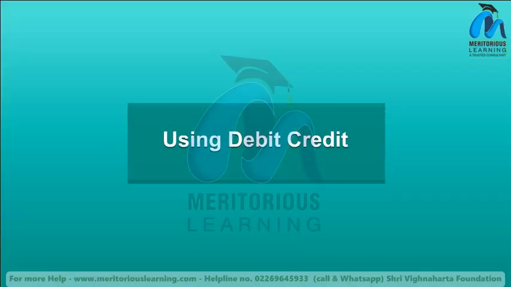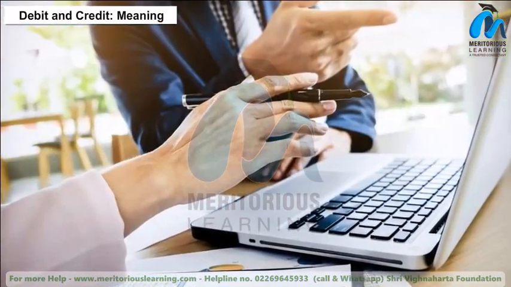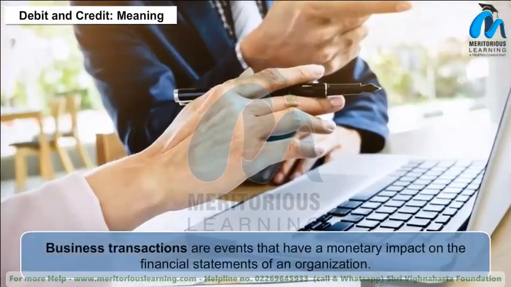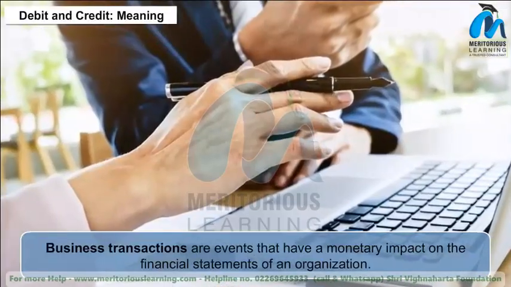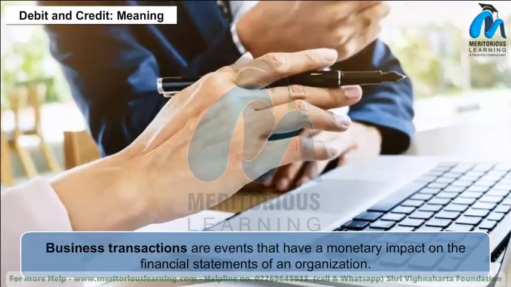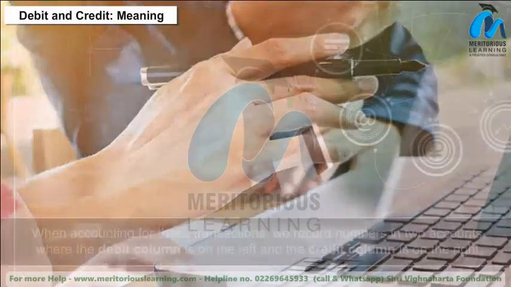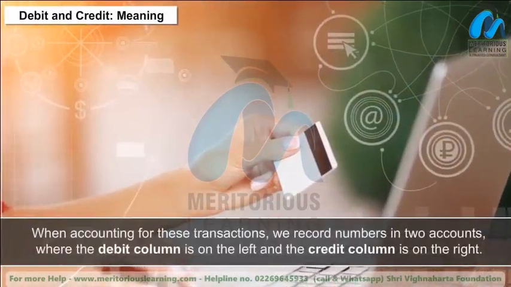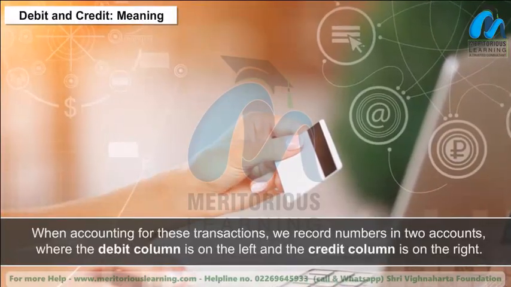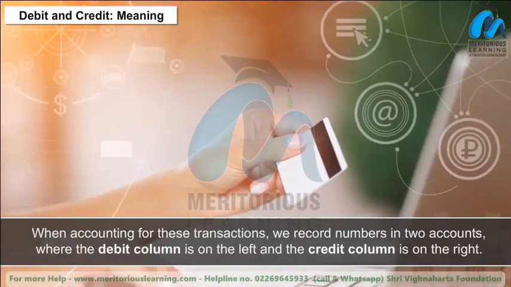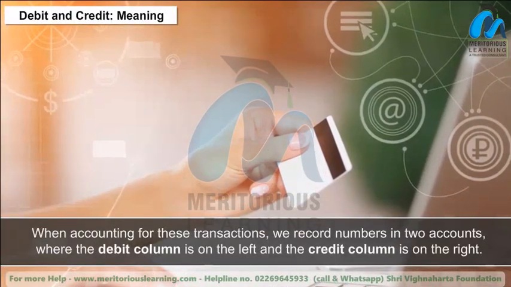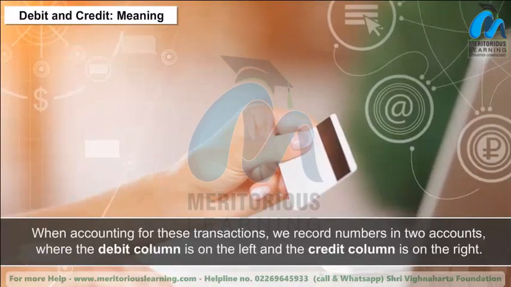Using debit and credit. Debit and credit meaning: business transactions are events that have a monetary impact on the financial statements of an organization. When accounting for these transactions, we record numbers in two accounts, where the debit column is on the left side and the credit column is on the right side.